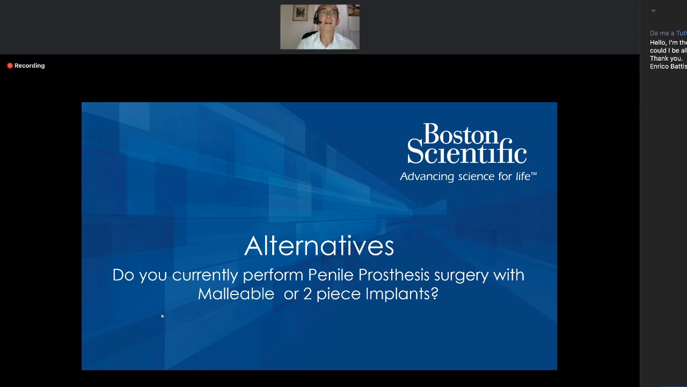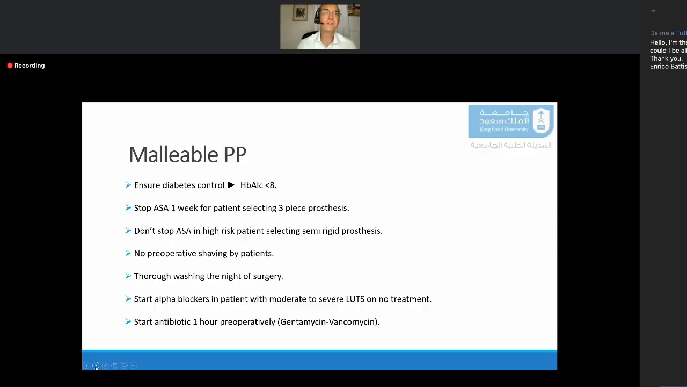Let's move forwards and just continue a little bit more about the malleable implant. So this is only a continuation of the patient preparation before surgery, and I guess this is the same for the malleable prosthesis in a similar way to the inflatable prosthesis. As I said before, it's our policy not to implant a patient with hemoglobin A1C above 8.